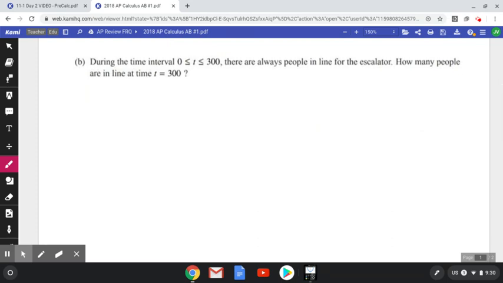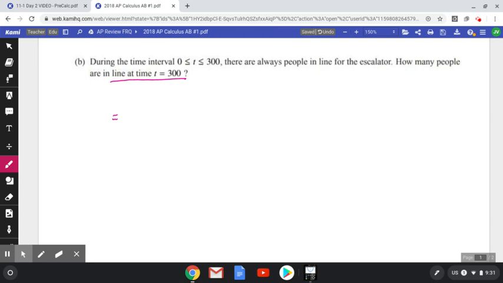Part B says during the time interval 0 to 300, there are always people in line for the escalator. How many people are in line at time t is equal to 300? So this question is not asking us for amount of change. Instead, we have to compare a few things. And we might even want to write an expression here for the amount of people at any time t. However, this does ask us for a specific time t is equal to 300. So let's go ahead and write down an expression for that.